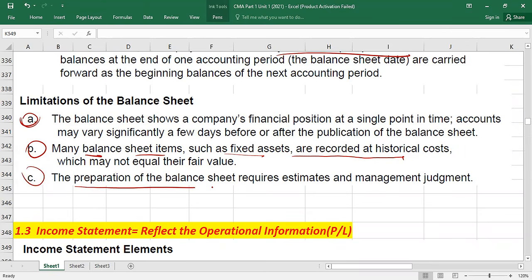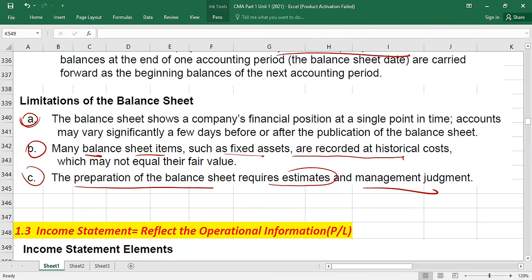The preparation of the balance sheet requires estimates and management judgment, which is also a risky area. Obviously, wherever estimates are involved, reliability is reducing, right?